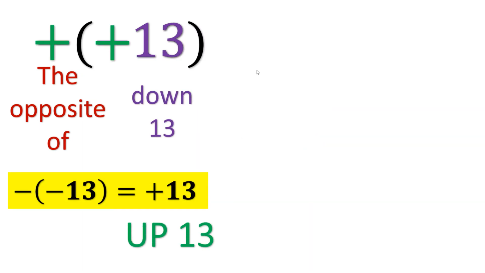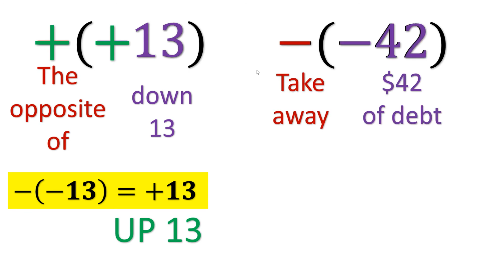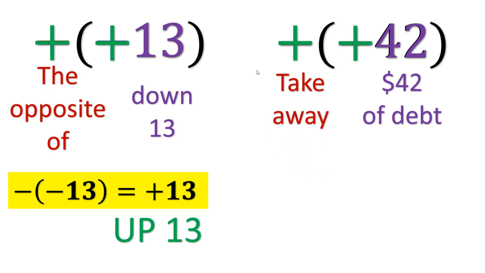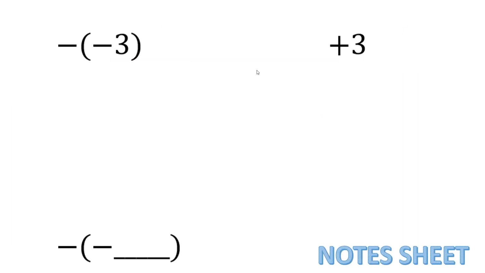Bam, bam. Negative 13 means positive 13, up 13. Here we have take away $42 of debt. Negative 42 could mean you owe $42. Well, if you take away, bam, bam, take away debt, you actually have gained money, positive 42. Okay, we're back to your note sheet now.